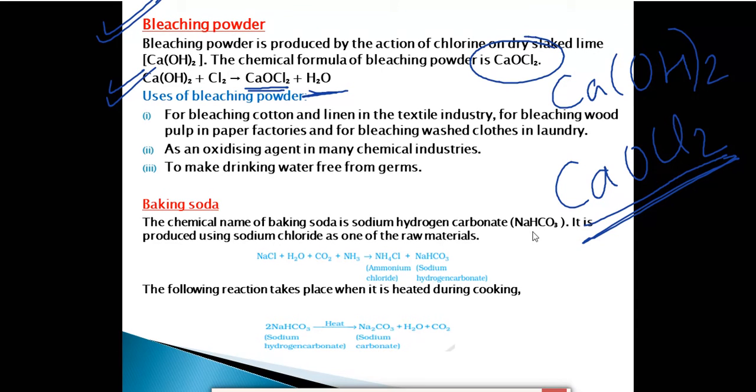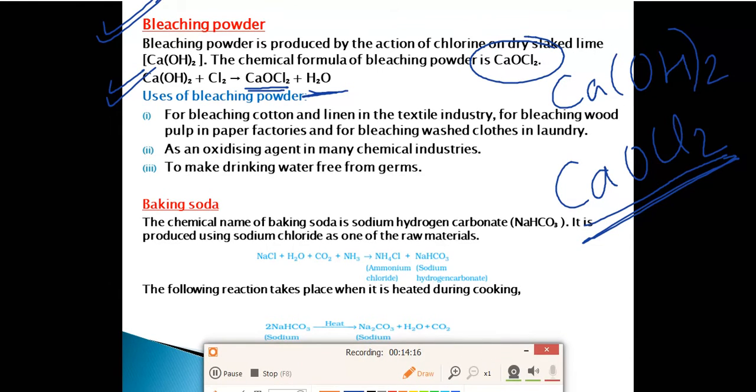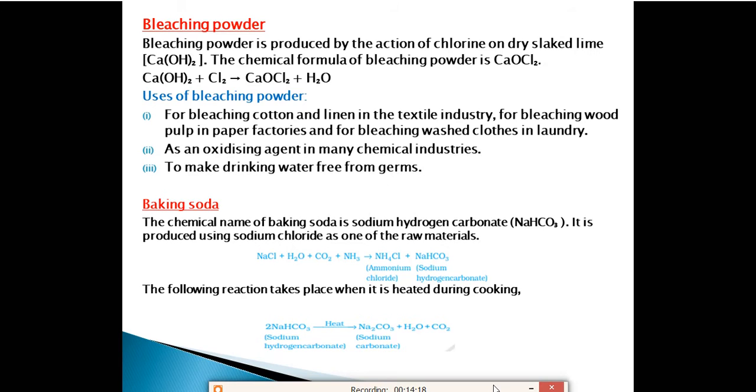Correct? Now let's come to the uses of bleaching powder, which is very important. One of the most important uses, you all know, is that bleaching powder is used to make drinking water free from germs. Means it is used for killing the germs present in drinking water.